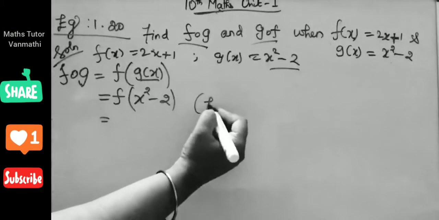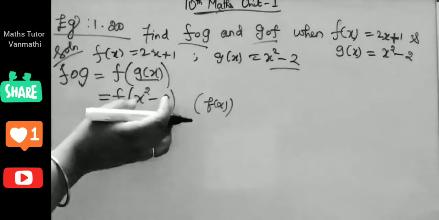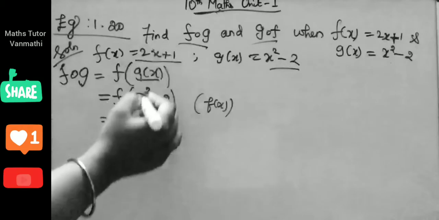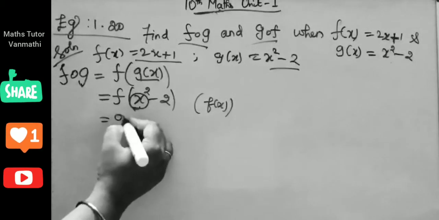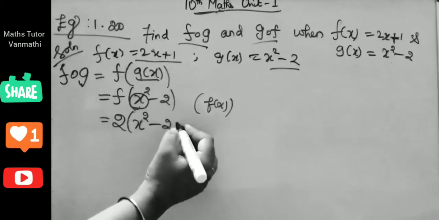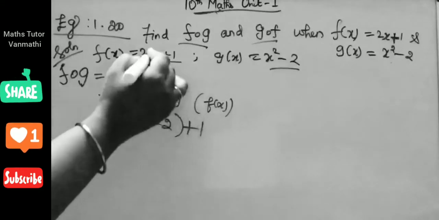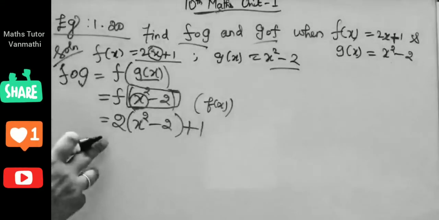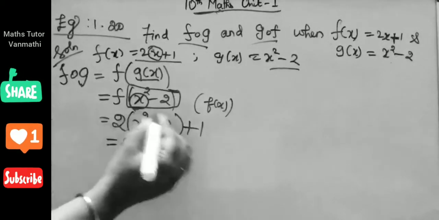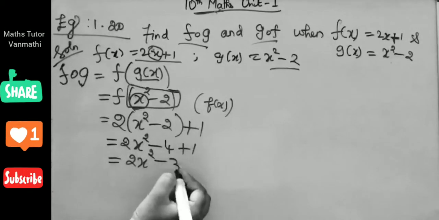Next, this is f of x square minus 2. This is considered as your f of x. Now you write the f of x value here, that is f of x is equal to 2x plus 1. In the place of x, you are going to replace this value. Then you get 2 into x square minus 2 plus 1, which implies 2x square minus 4 plus 1, which implies 2x square minus 3.